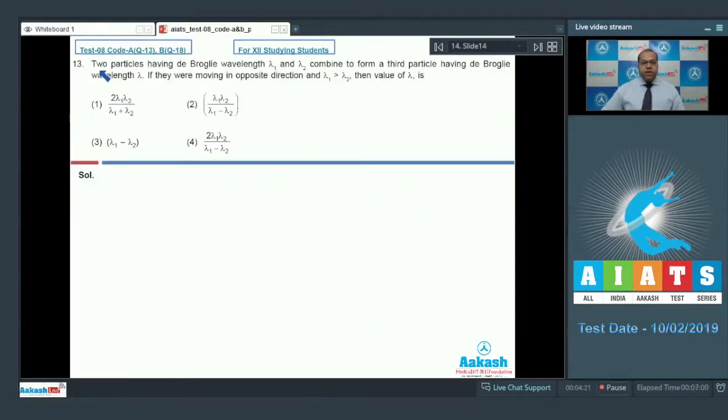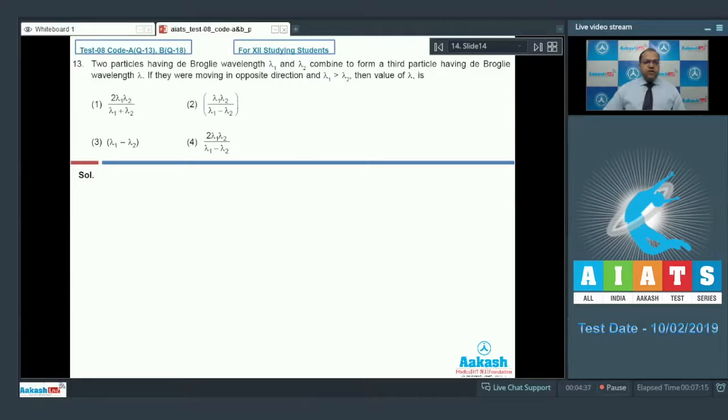In question number 13, two particles having de Broglie wavelength lambda 1 and lambda 2 combine to form a third particle having de Broglie wavelength lambda. If they were moving in opposite direction and lambda 1 is greater than lambda 2, then the value of lambda is.